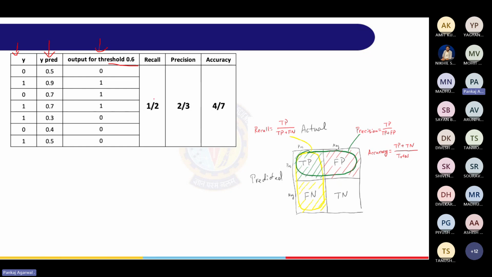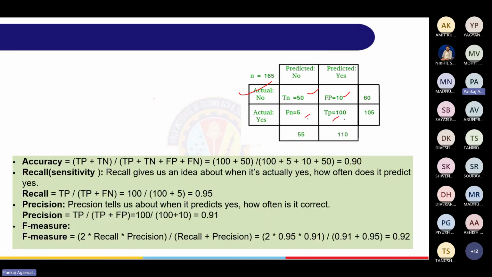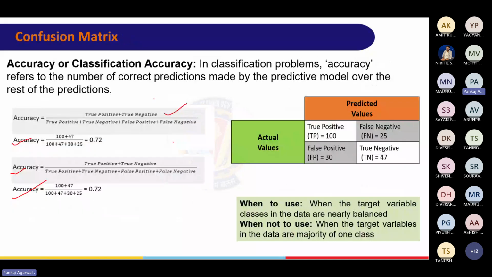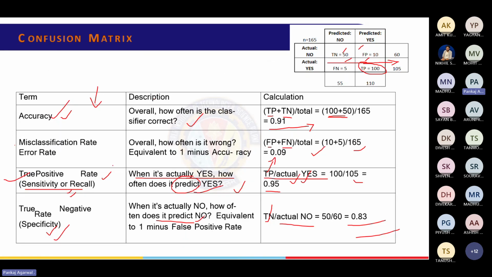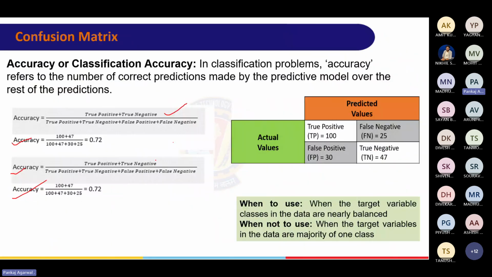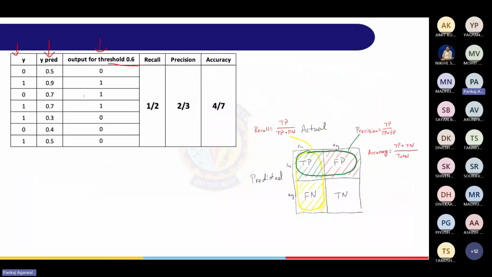If you remember recall, what did I say about recall? Recall is this: out of the total actual yes cases, how many of them were predicted yes? So what are the total actual cases here? One, two, three, four, sorry. So these are the true ones. Actual cases are four ones.